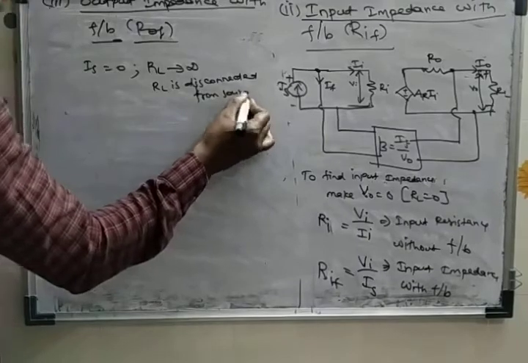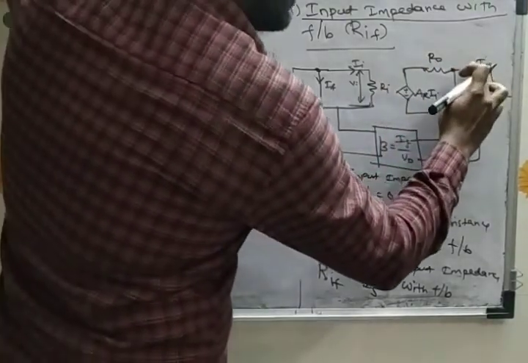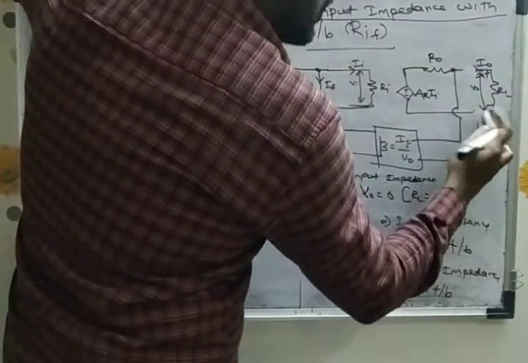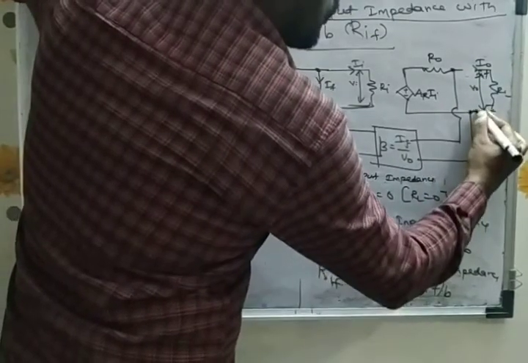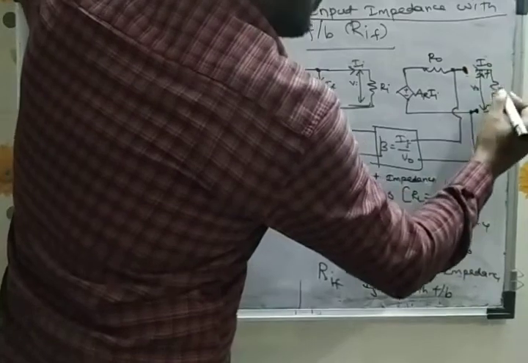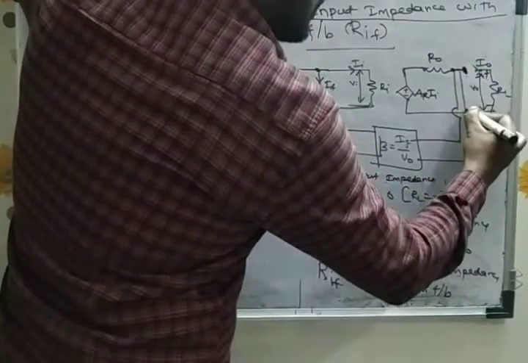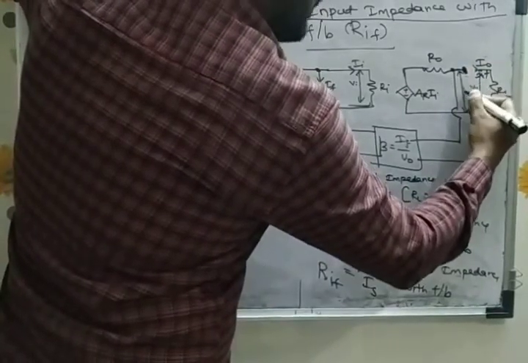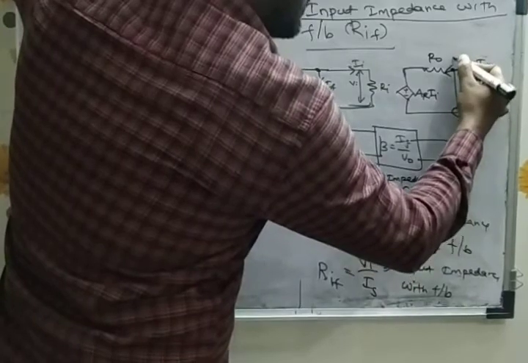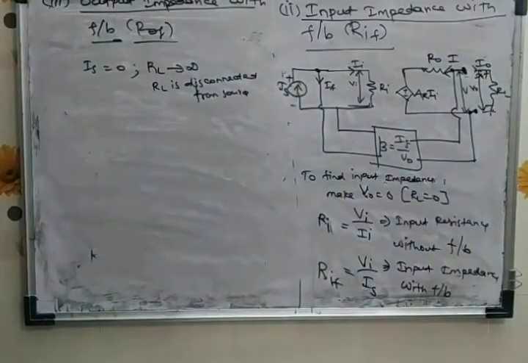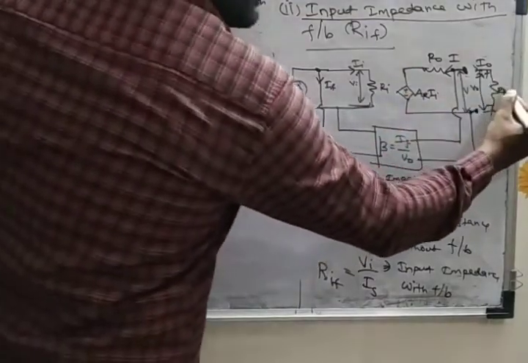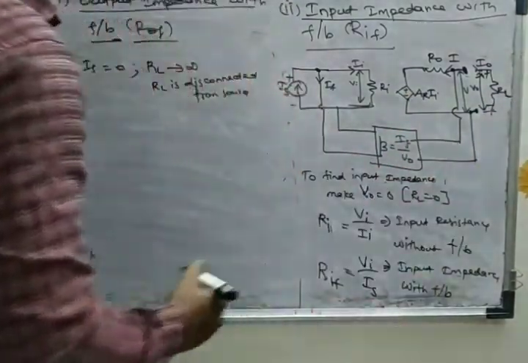So assume the open condition here. Let the voltage here be V and the current flowing here be I. So RL is disconnected from the source.